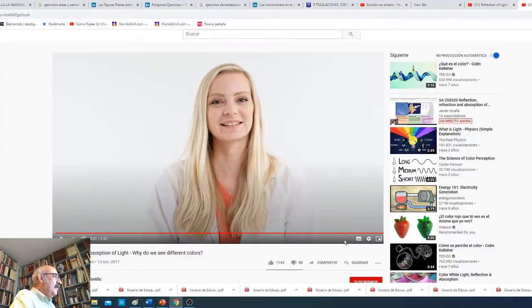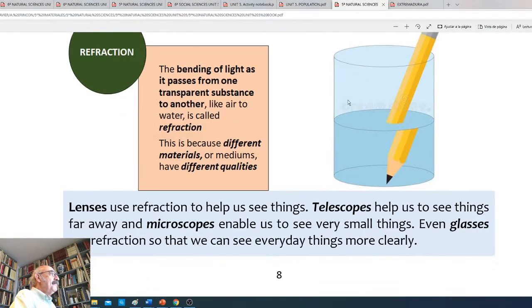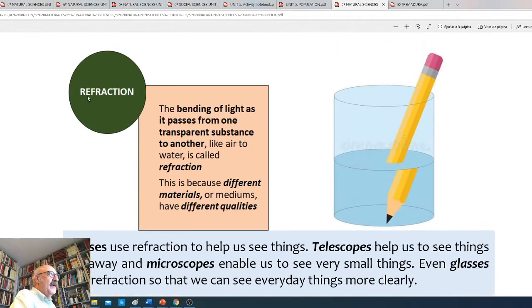Okay, thank you. Now go back again to the refraction of light. And you have here the refraction of light. You remember that this is the bending of light when it passes from a medium to another. So this is air and this is water. When light passes from air to water, light bends, and that's why we see objects that are inside water as broken or bent.